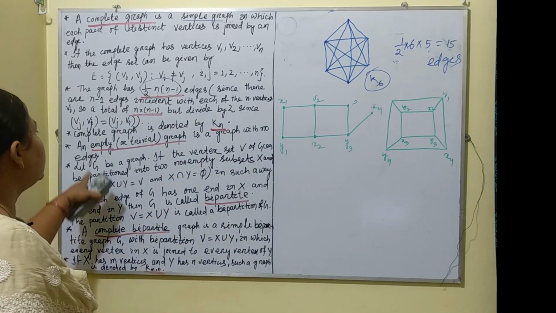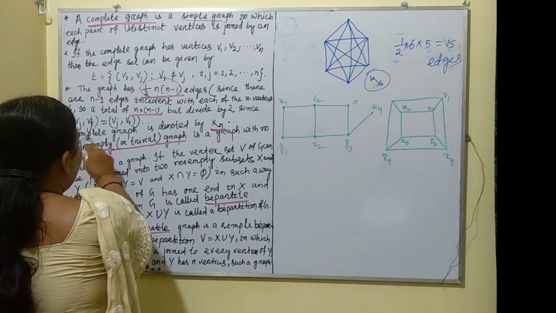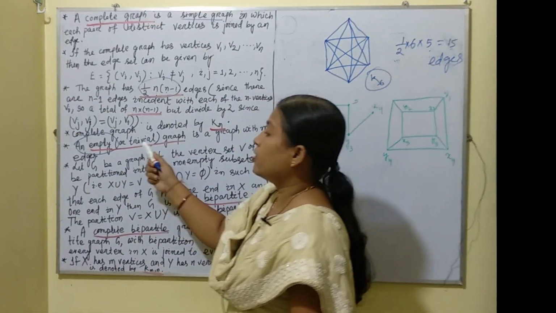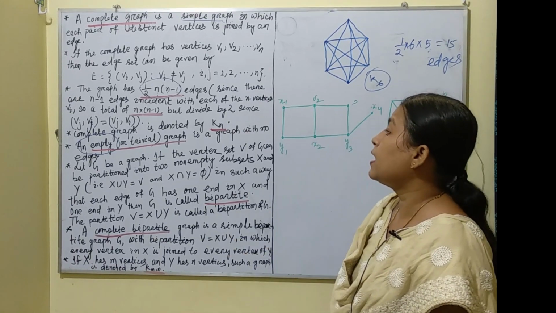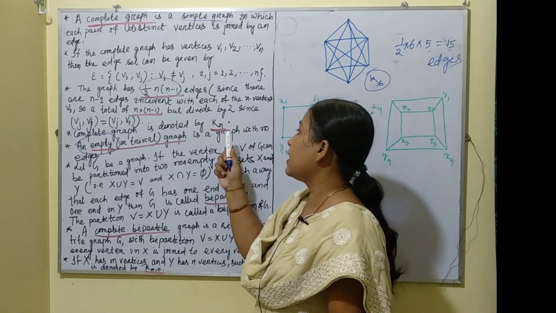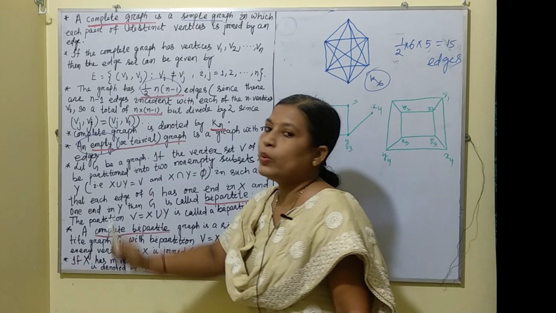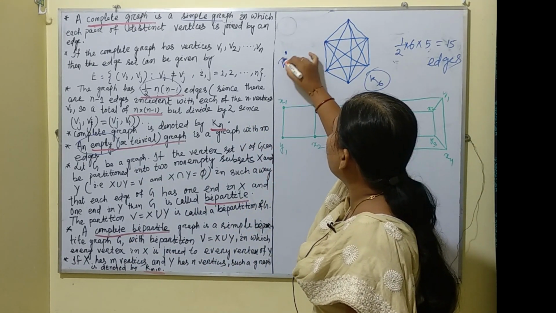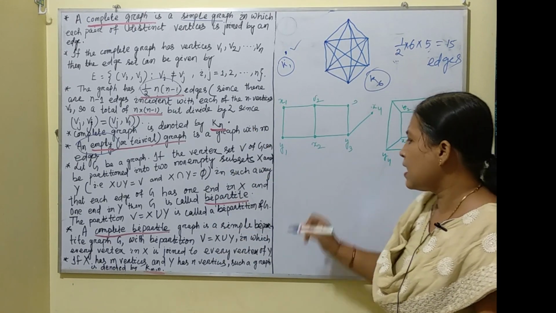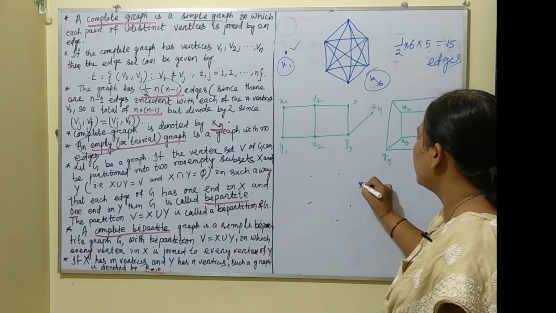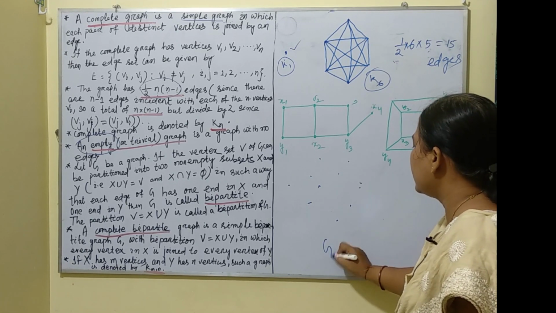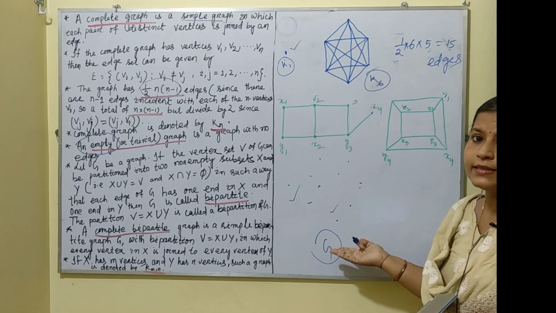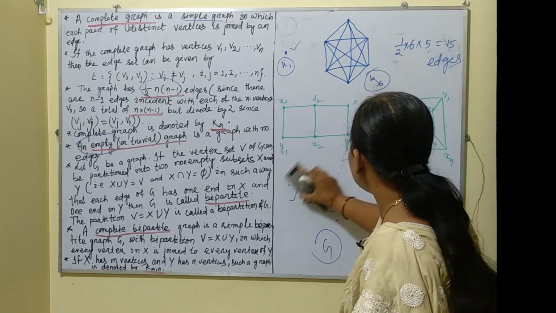Let us next go to the empty graph. What is an empty graph? An empty graph is also called a trivial graph. An empty or trivial graph is a graph with no edges. So here K1 is an empty graph because there are no edges, and if we take this graph G, this is also an empty graph because there are no edges. Yes or no? Okay.